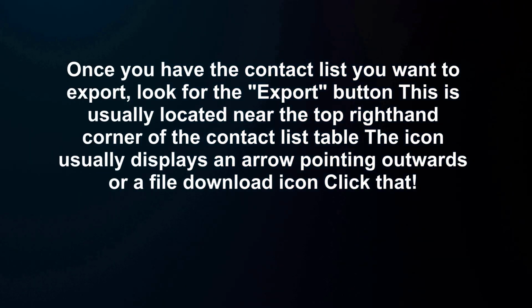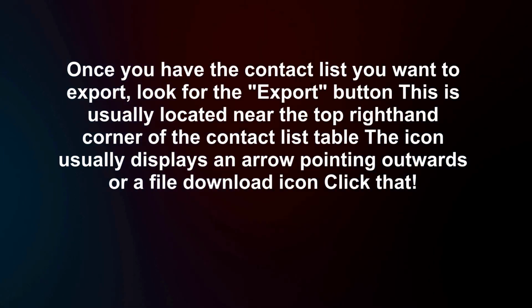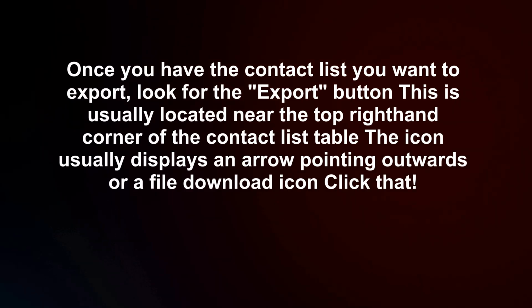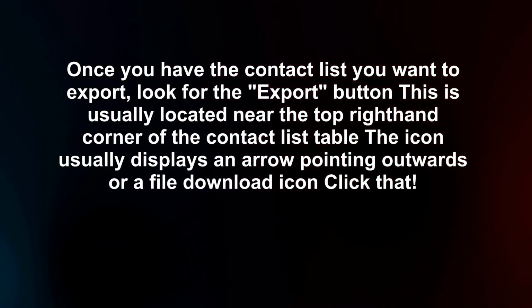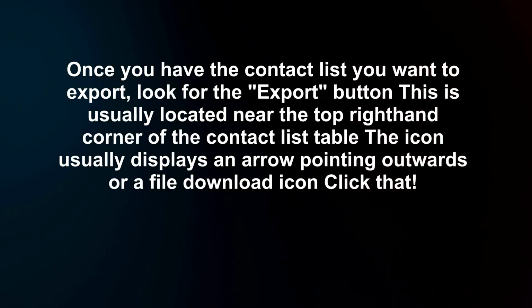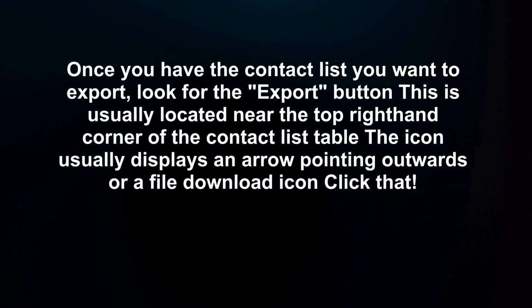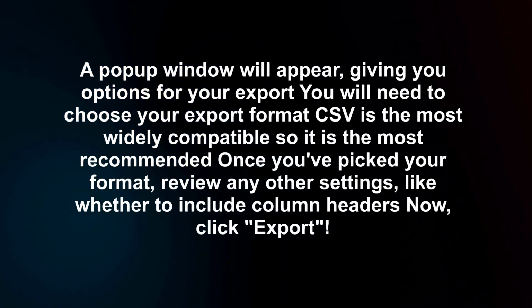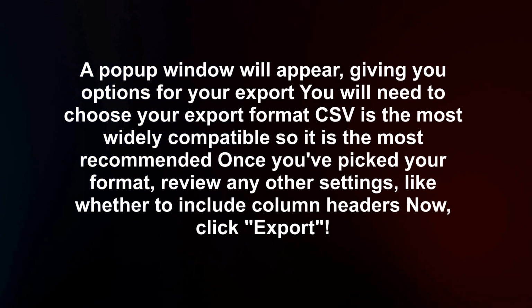Once you have the contact list you want to export, look for the Export button. This is usually located near the top right-hand corner of the contact list table. The icon usually displays an arrow pointing outwards or a file download icon. Click that. A pop-up window will appear, giving you options for your export.